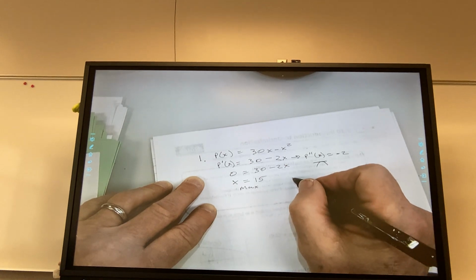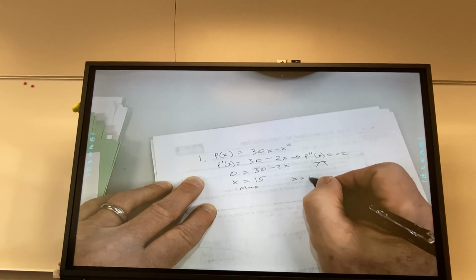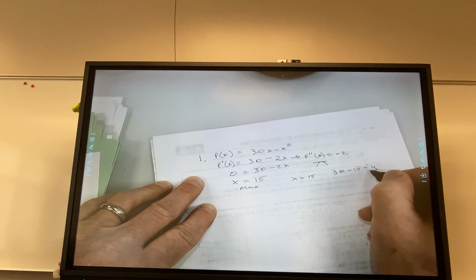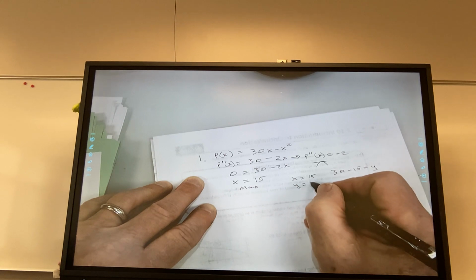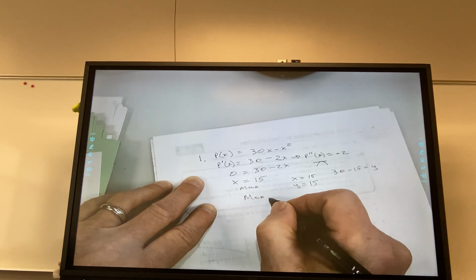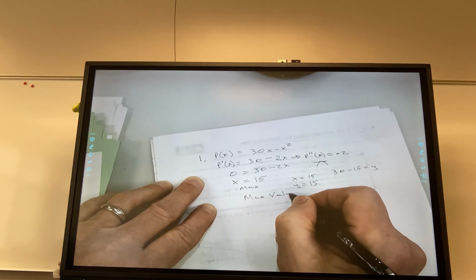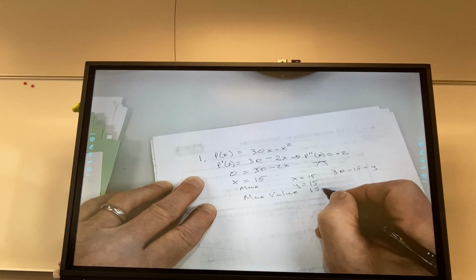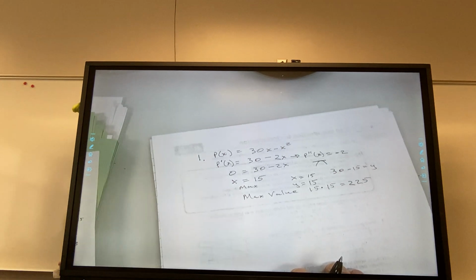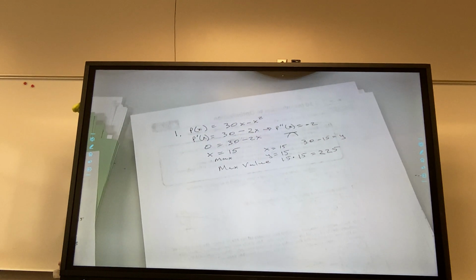So if x equals 15, and you have 30 minus 15 for y, y has to be 15. So my max value is going to be 15 times 15, which is equal to 225. So if I have two numbers whose sum is 30, the maximum product they can get is 225.